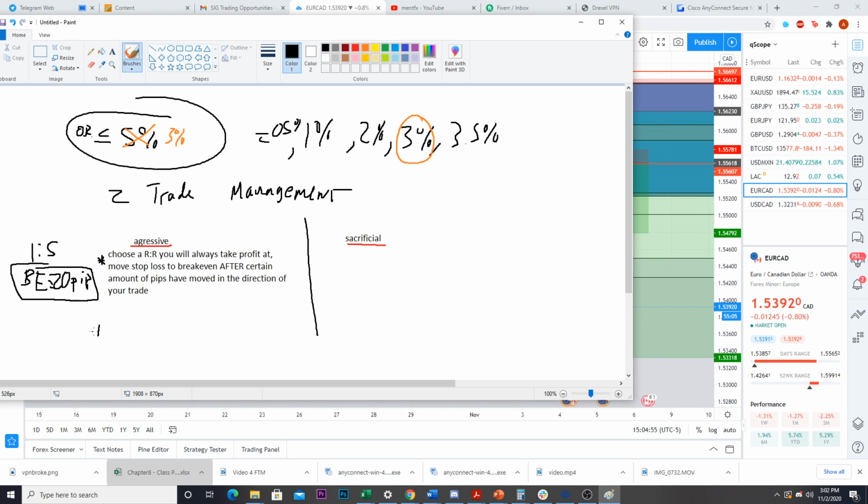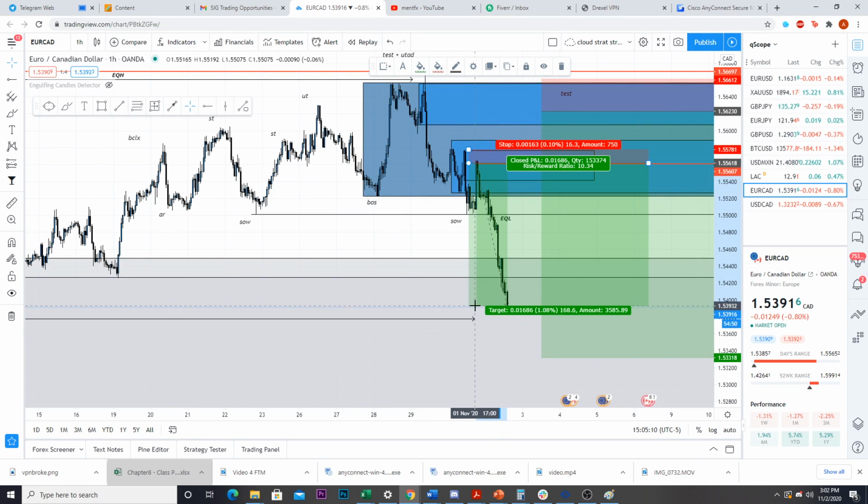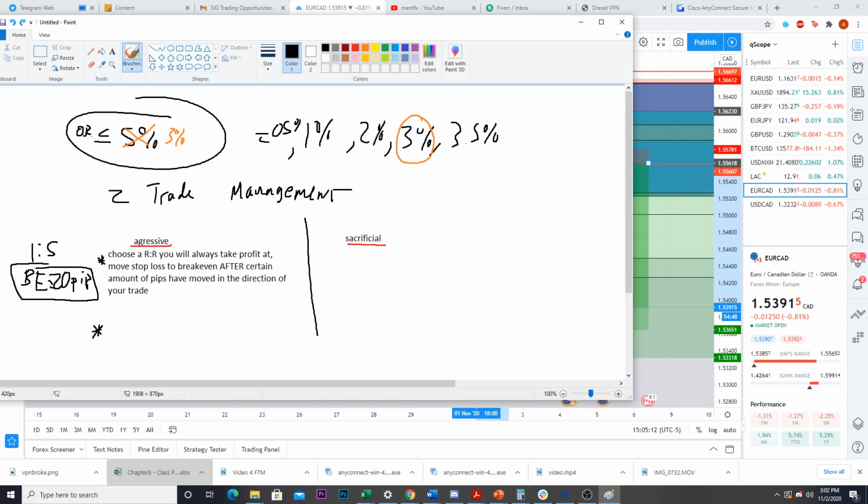The other aggressive way to trade, okay, and this is going to be almost tied between the sacrificial way and the aggressive way, is to put two trades onto a setup. So what I mean by this is you are still going to choose one of these numbers, right?